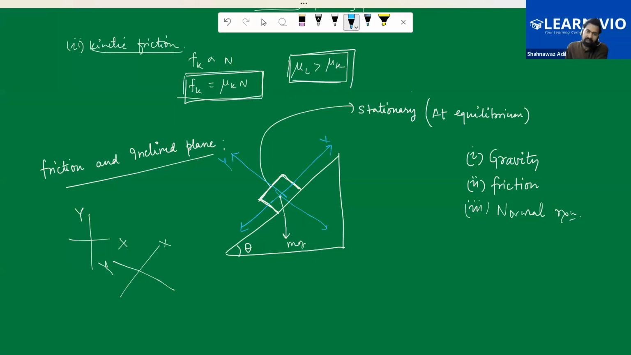Now we have this mg, and we know that this angle is theta, and we have studied the resolution of vectors. So if this is mg, for the theta part, whatever component is with theta, what is this component called? If this is theta, what would be this component?